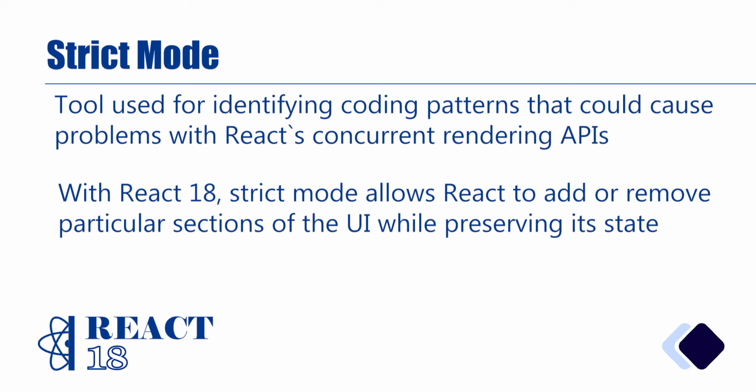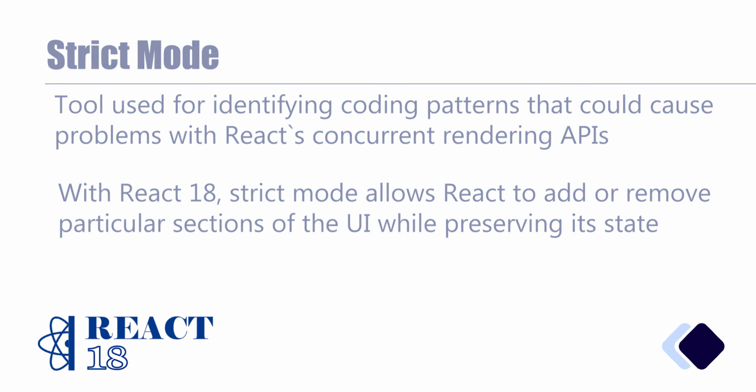But with React 18, Strict Mode got additional behaviors and features that allow React to add or remove particular sections of the UI while preserving its state. For doing this, React will mount and unmount trees using the same component state as before. This will out of the box help React performance optimization. React 18 Strict Mode will be able to simulate unmounting and remounting the components in development mode.